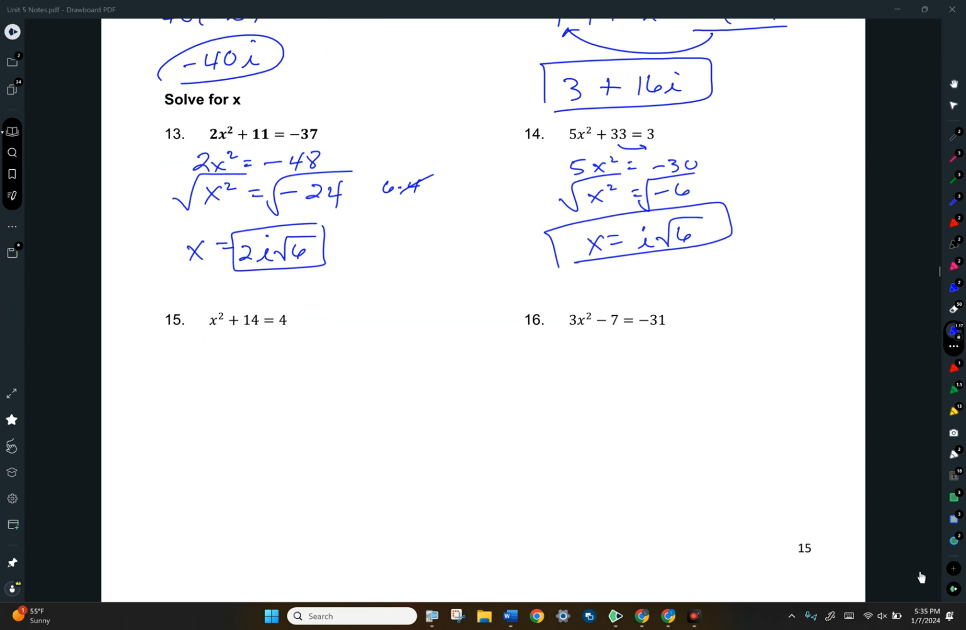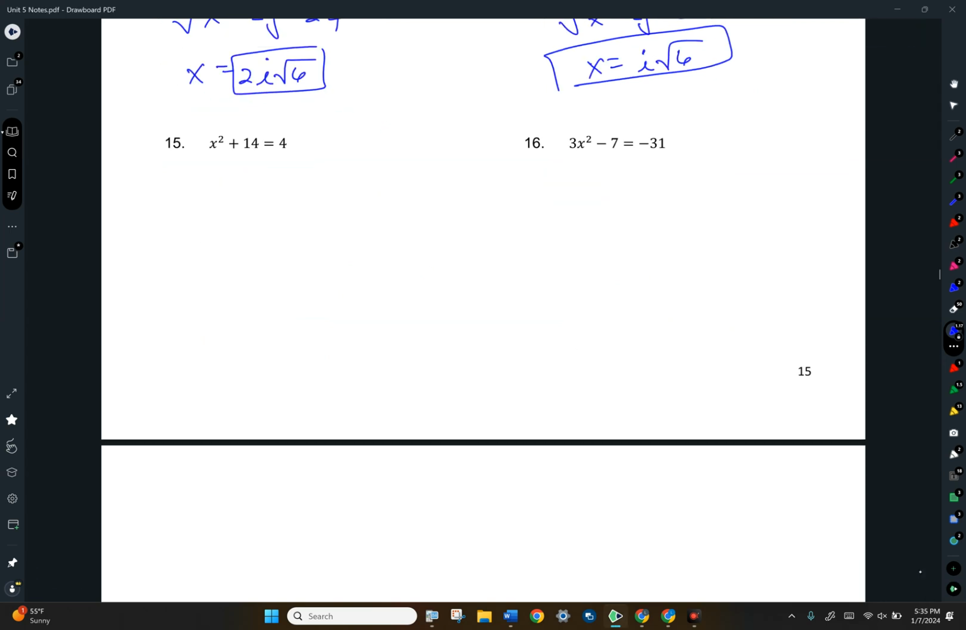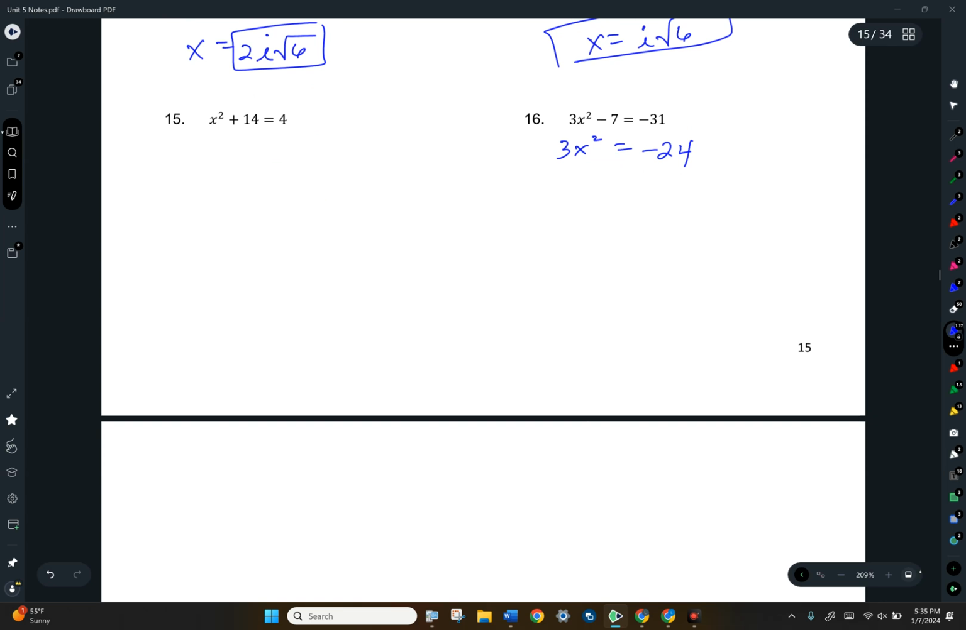Okay, 15 and 16 are very much the same thing. I don't think we need to do both. I'll go ahead and do one more. Let's look at number 16. So again, there's no x term. If that 7 had been an x term, yes, I would set it equal to 0 and either do the quadratic formula or try to factor it. But in this case, there's not an x term, so I don't really need to go that method to solve. I'll add 7. So 3x squared equals, let's see, if I add 7, I'm going to get negative 24. Is that right? 24 and 7, yeah, 31. Okay, so if I divide by 3, x squared equals negative 8.